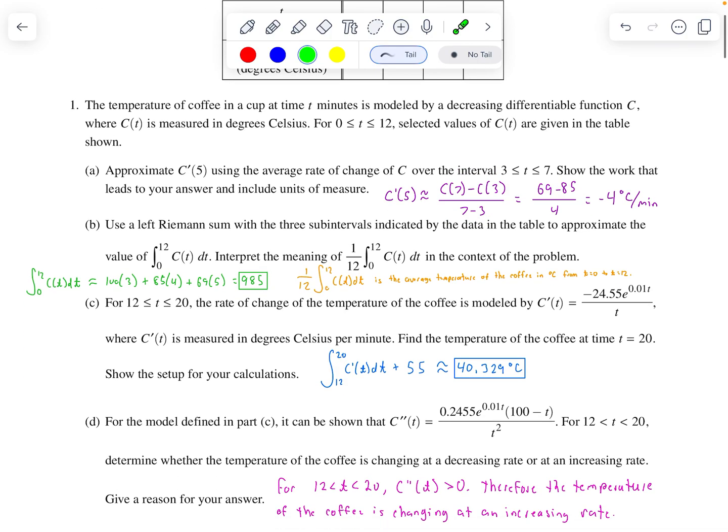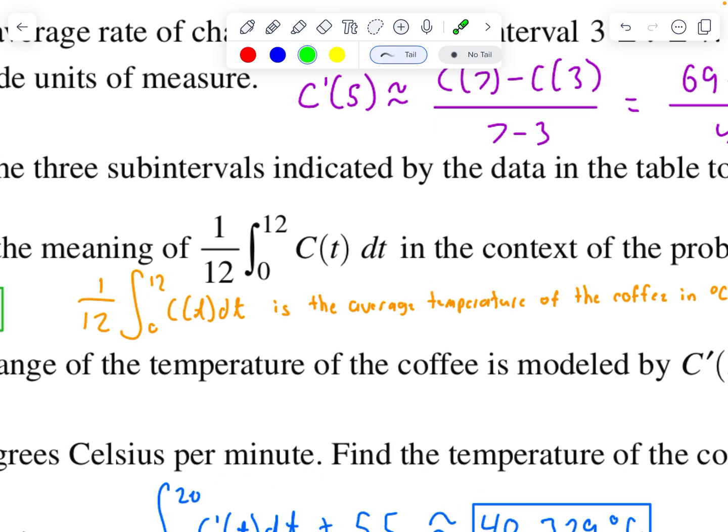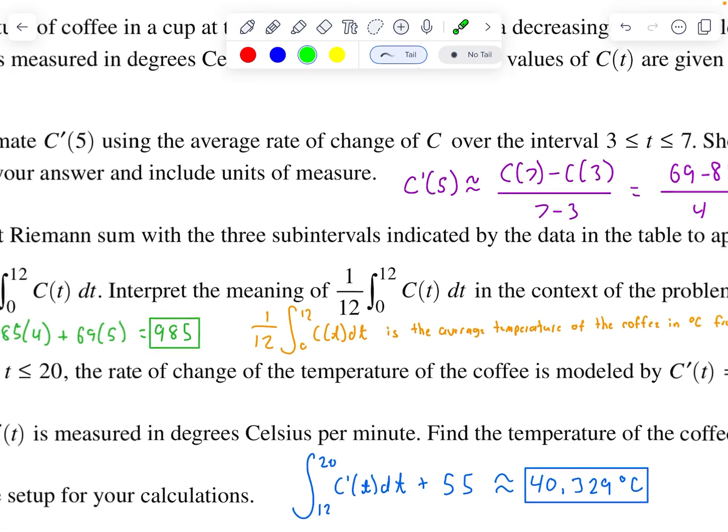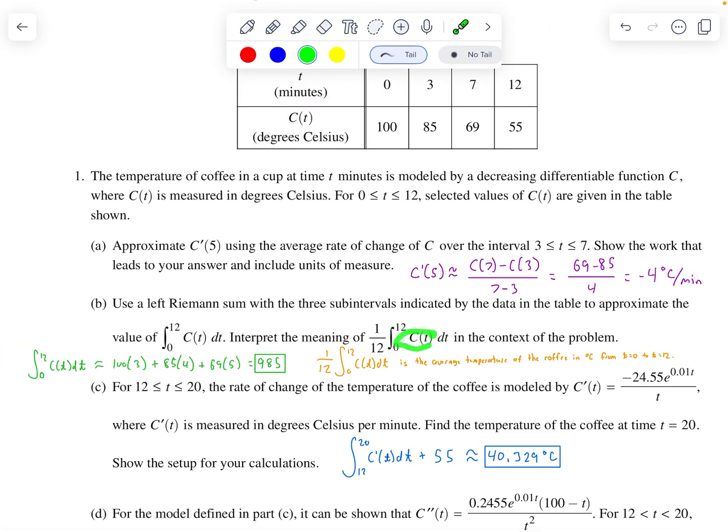On B, using a left Riemann sum, so you can see the work for that right here. And just make sure, show this work right here. You don't need to show what 100 times 3 is, but show the setup. That's usually worth a point. And then right here we have an integral divided by its interval length. So remember, that is average value. So you're finding average value of this function.